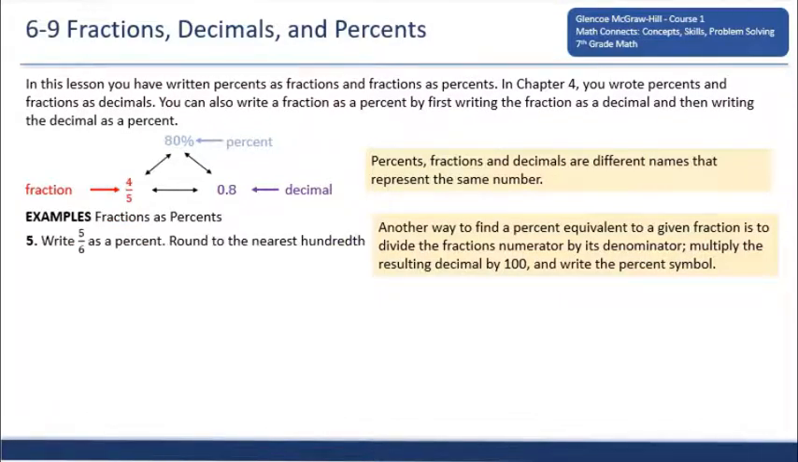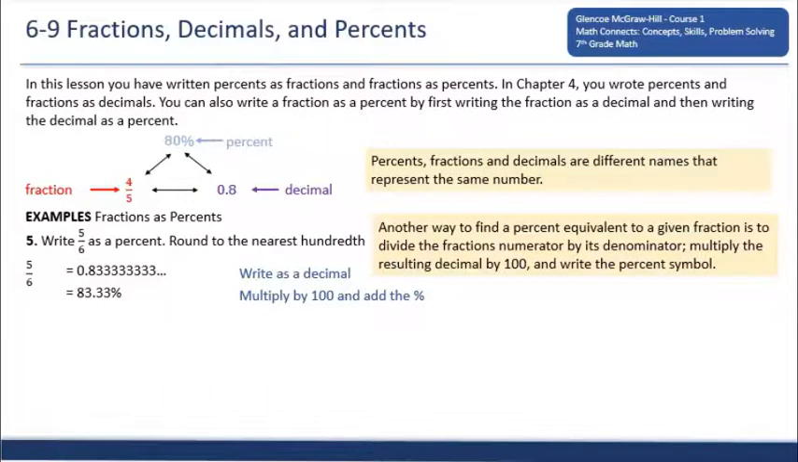Examples, fractions as percents. Number 5, write 5/6 as a percent, round to the nearest hundredths. So remember, a fraction is a division problem. 5/6, we're going to write as a decimal by dividing 5 by 6. And you can use your calculator for this. So you get 0.8333 repeating. Multiply by 100 and add the percent. So it's 83.33% because it said round to the nearest hundredth.